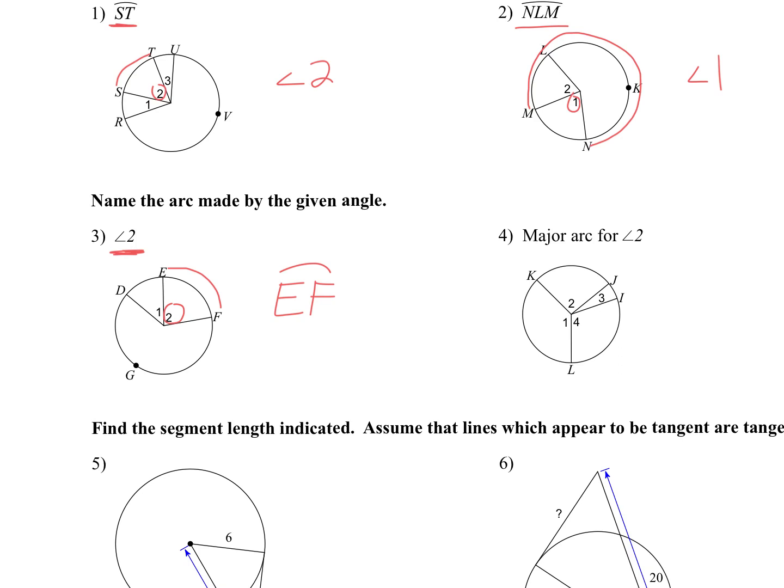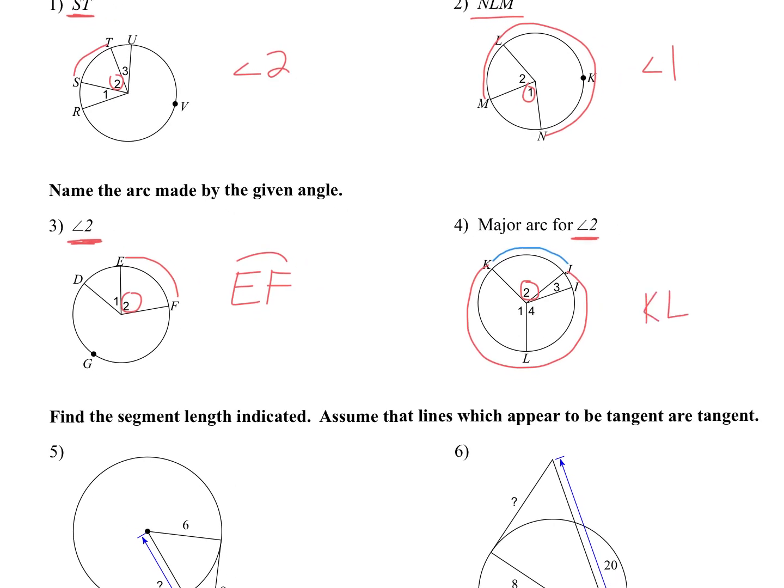Okay, on number 4, it says major arc of 2. So we're dealing with 2. It wants the major arc. What do we know about major arcs? It's opposite of the angle, okay? If it helps, draw the minor arc first, and you know that the major arc is everything else. So how can I name the major arc? KLJ, or if you put KIJ, that would work too. Either one. So start by what they give you, draw it out, and then work from there.